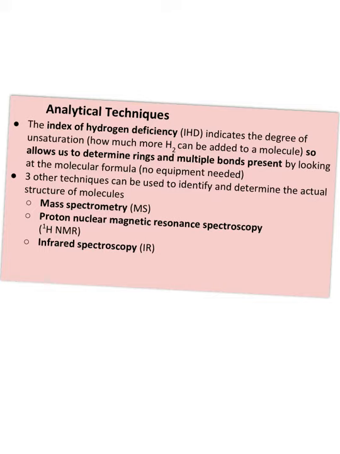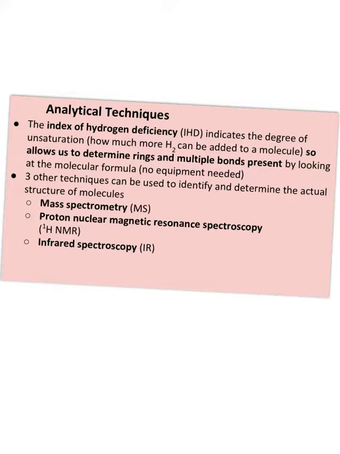Welcome. In this short video, I'm just going to discuss the major analytical techniques used in chemistry. One analytical technique is called the Index of Hydrogen Deficiency, or the IHD, and it indicates the degree of unsaturation, typically of an organic molecule, and lets you know how much more H2 can be added to the molecule. So how many more hydrogen molecules could be added.